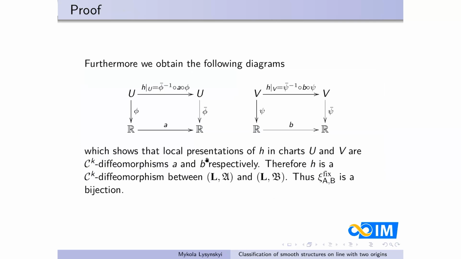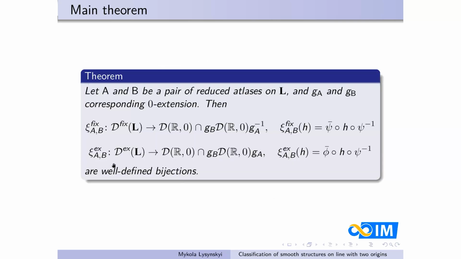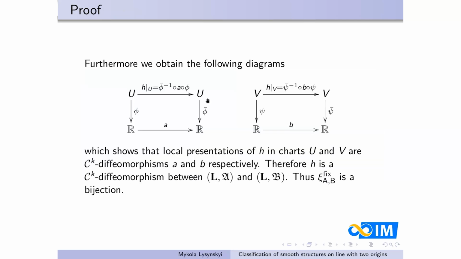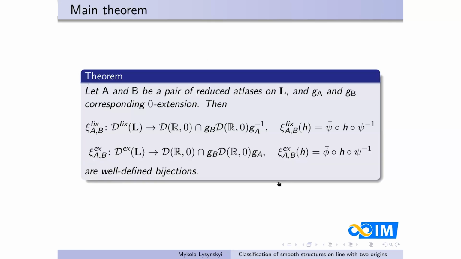This is the last slide. The proof for this case is analogous. We just need to swap U and V, and we obtain such a map and such a correspondence, and we have proved that this is also a bijection.